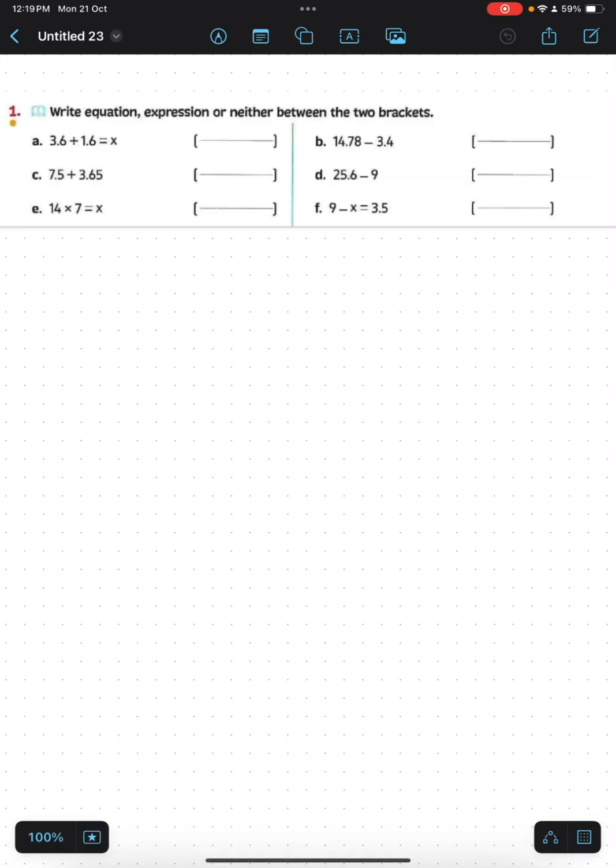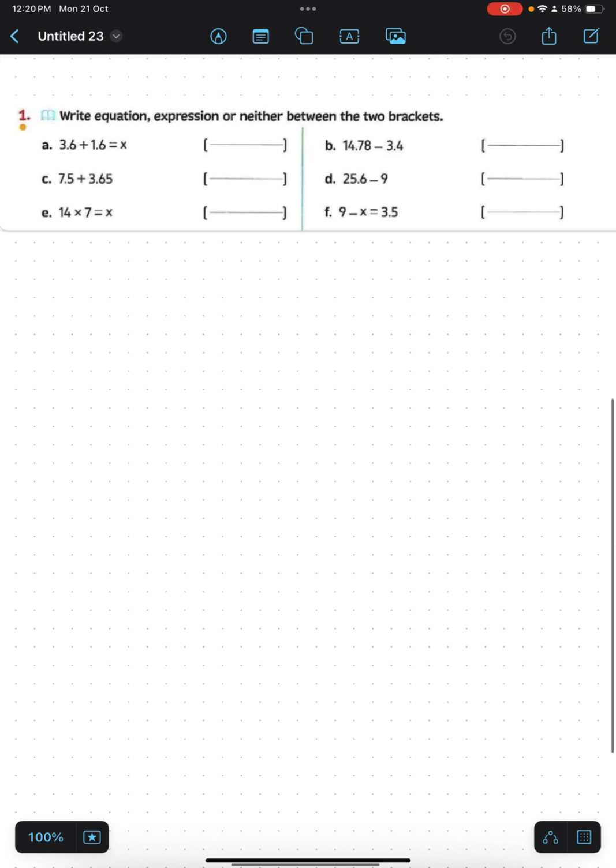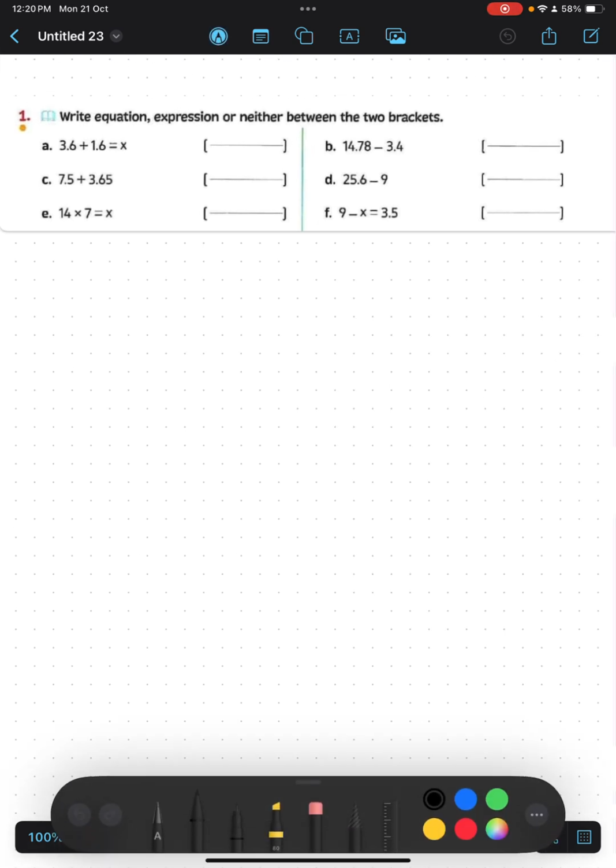Okay, write equation or expression or neither between the two brackets. Okay, letter A. هنا we have 3.6 plus 1.6 equal x. هنا أنا عندي ال equal sign أهي وعندي ال left side expression و right side expression. يبقى كله على بعضه أو السنتنس دي بتكون إيه؟ equation. letter A we have equation.